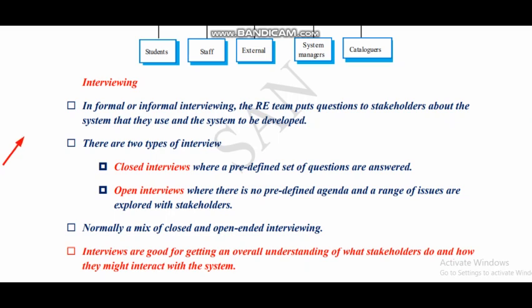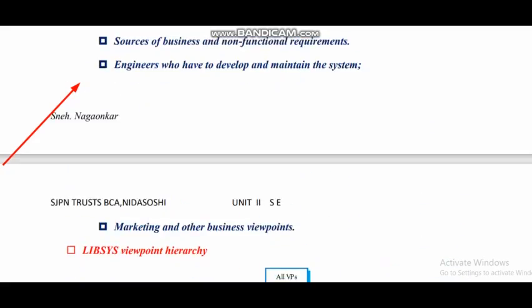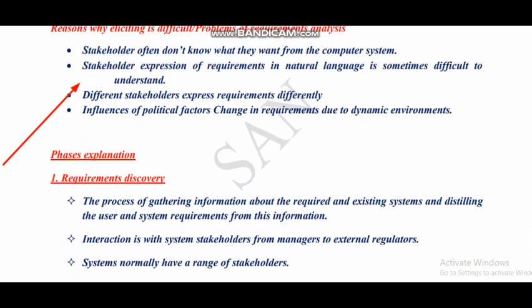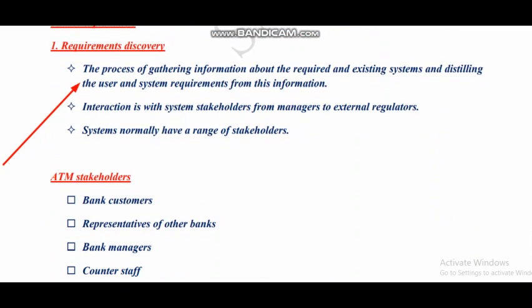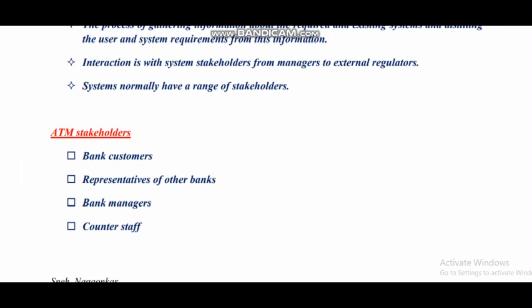Now I told you that in requirement discovery you also collect the information. So how do you collect that information? See once again. In requirement discovery you collect the information from different stakeholders. Different stakeholders means different people who are related to the software. So who are the different stakeholders here?